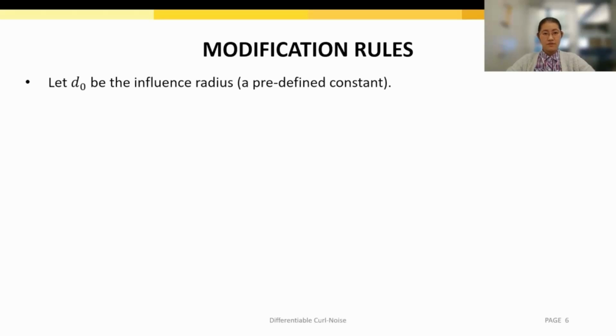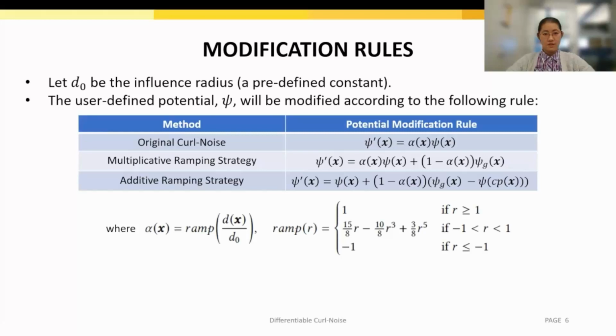The user-defined potential psi will be modified according to the following rules. The first row shows the original Coronoids proposed by Brisson et al. in 2007. The second and third rows are the multiplicative and additive ramping strategy proposed by Chang et al. recently in 2022. Below, we explicitly write down the definition of functions, such as alpha of x and the ramping function.